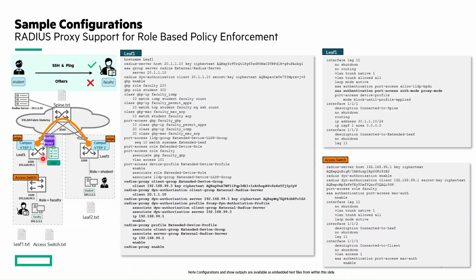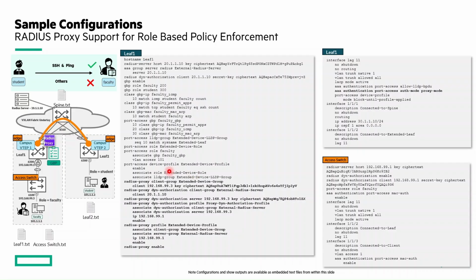Currently, we support only device profile. So it can be either over a physical interface or a lag interface. In this configuration, I have used a lag interface for securely onboarding the access switch. So let's see the device profile configuration from the radius proxy switch, that is leaf 1.